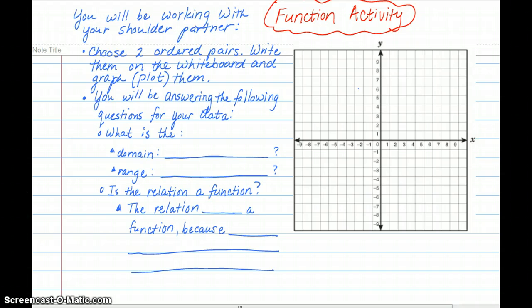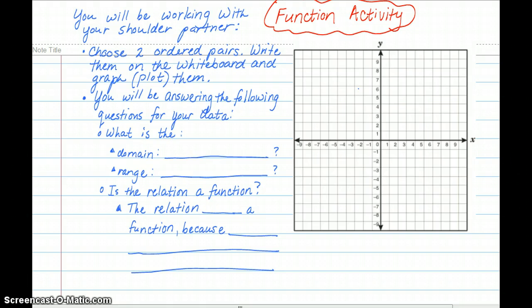You each need to write your ordered pairs on the whiteboard and then plot them on the whiteboard graph. So you're going to write 2 ordered pairs and plot 2 ordered pairs. The numbers for those ordered pairs need to be between 0 and 10, so they'll fit on the graph, which goes from 0 to 10 and 0 to negative 10.